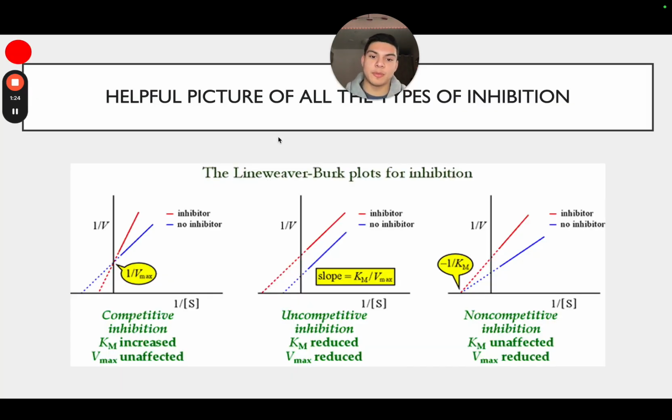And here's a helpful picture of all the types, the three at least that I told you to memorize. Here's the competitive: Vmax stays the same, Km decreases, slope decreases. And then there's uncompetitive inhibition: slope stays the same, Vmax changes, Km changes. And then non-competitive, where slope changes, Km stays the same, Vmax changes. You can note these subtle differences, what stays constant, what changes.